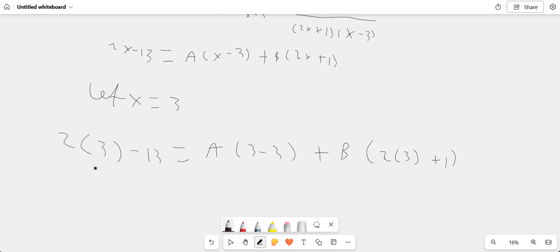So this is going to turn into minus 7. That's going to turn into 0 times a, which is 0, and then b is going to be 2 times 3 is 6, 6 plus 1 is 7, so 7b. So as you see, b is equal to negative 1.